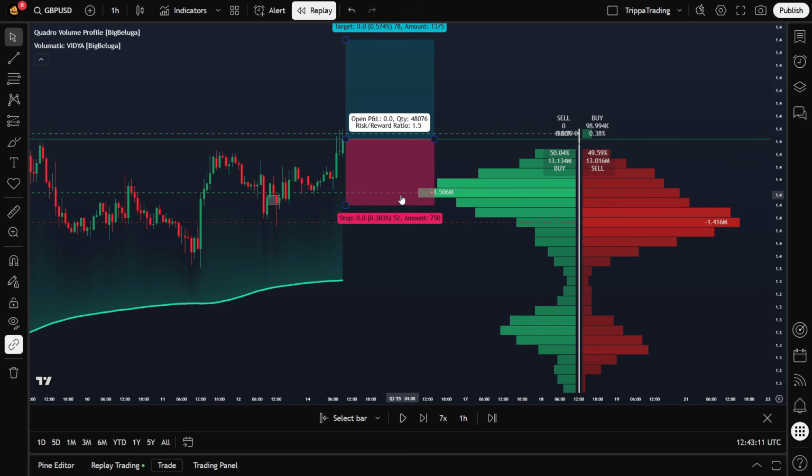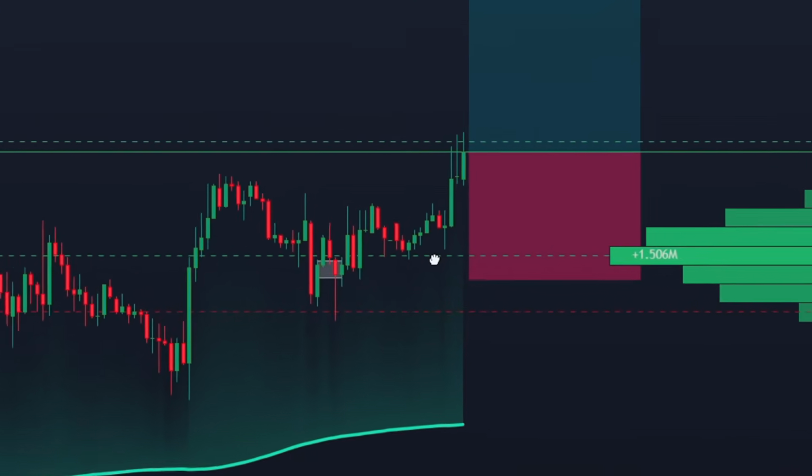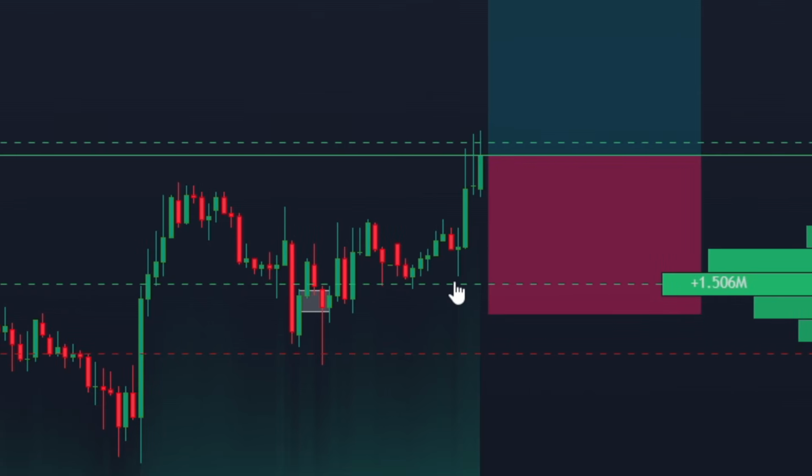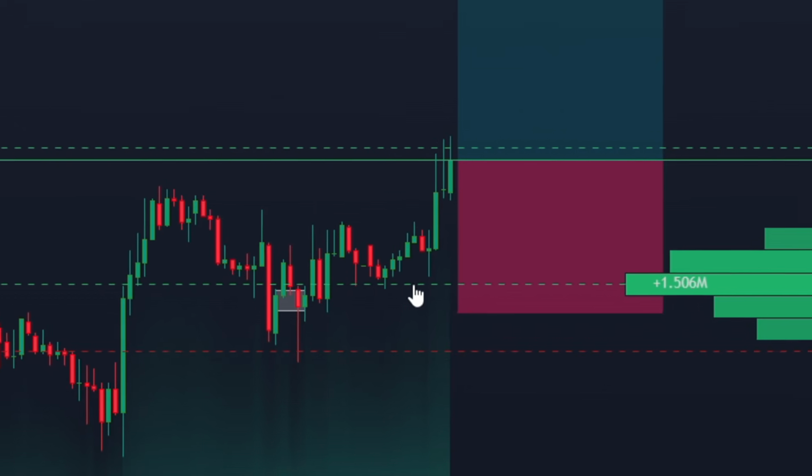We want the buy-side PC from that lower quadrant, the green dotted line below price, to sit at or very close to a clear support zone on the chart. Ideally, something price has reacted to before, a swing low, a previous demand area, or a strong horizontal level.